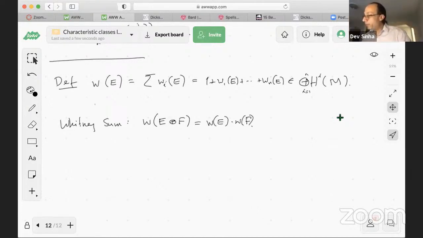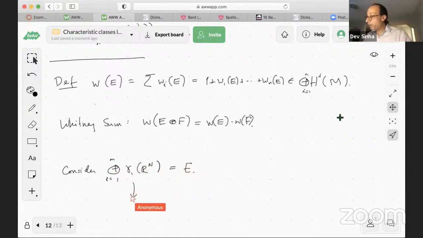For example, I'm going to consider now the external direct sum of these line bundles. And I'm just going to think about it in something large enough. Suppose I have m of these. So that's my E. It's going to sit over each of these as an RPM. But again, I have m of those.